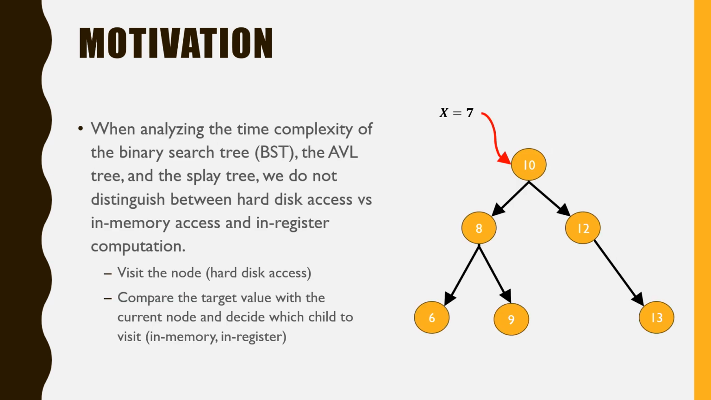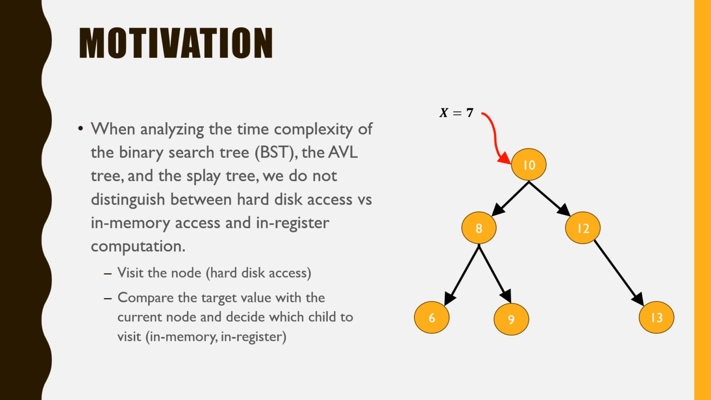Now, let's revisit a typical data access operation in a binary search tree and analyze which steps correspond to hard disk access, main memory access, and in-register computation. A data access operation consists of two main steps: visiting a tree node and comparing the target data with the tree node to decide which child to visit next. These two steps are performed recursively until the target data is found or the traversal reaches a leaf node.